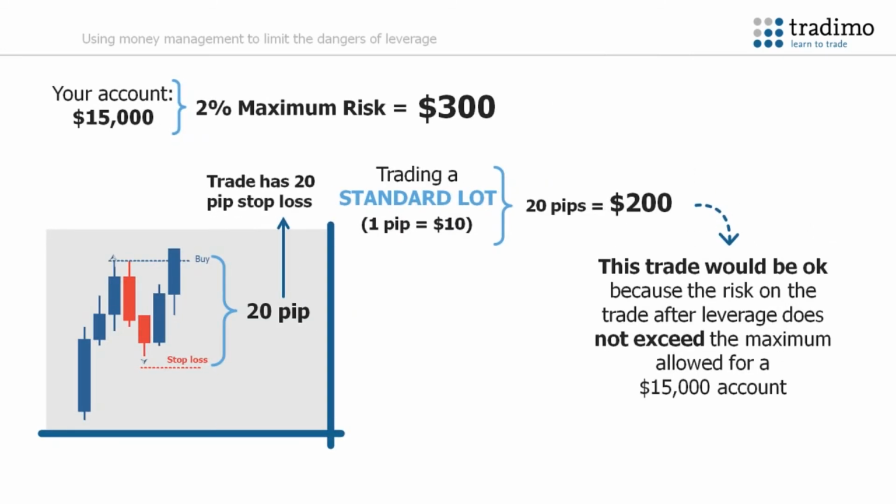This means that we can actually trade a standard amount. Because the total risk after leverage that has been applied is less than the maximum risk allowed for this account, we can trade a standard lot for a trade that has a 20 pip stop loss with a $15,000 account.